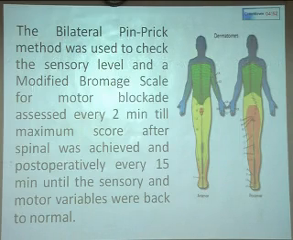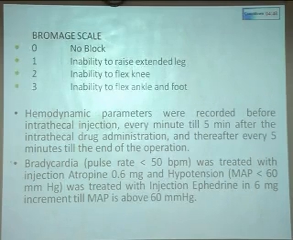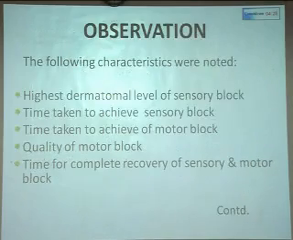Bilateral pinprick method was used to assess the sensory level and modified Bromage scale to assess the motor block. Bromage score of 0 means there is no block, 1 means inability to raise extended leg, 2 means inability to flex the knee, 3 means inability to flex ankle and foot. Hemodynamic parameters were recorded and appropriately treated with atropine or ephedrine whenever indicated, that means pulse rate less than 50 and mean arterial pressure less than 60.